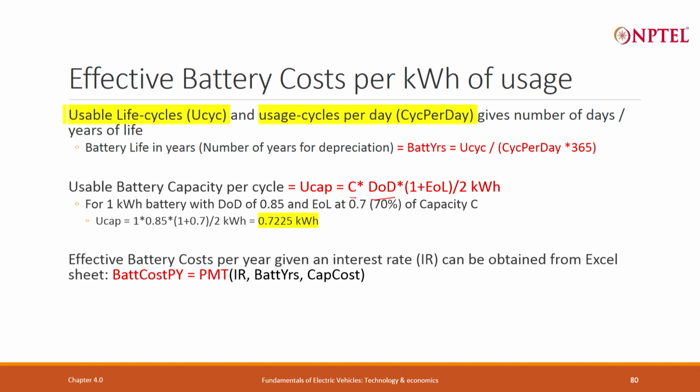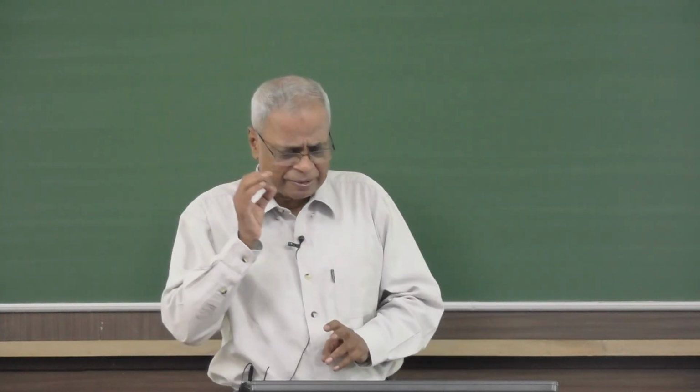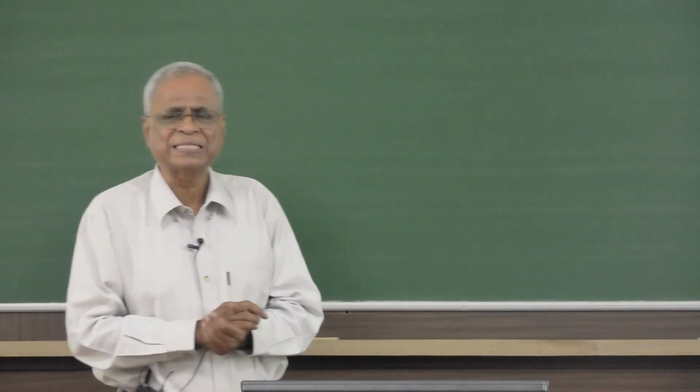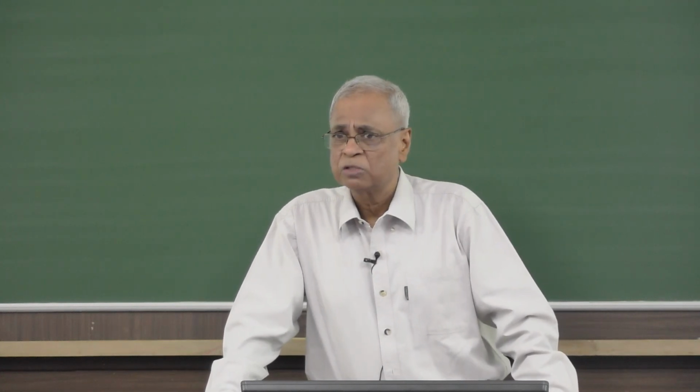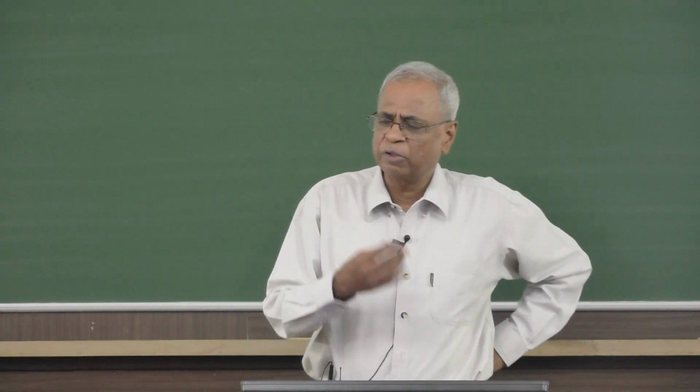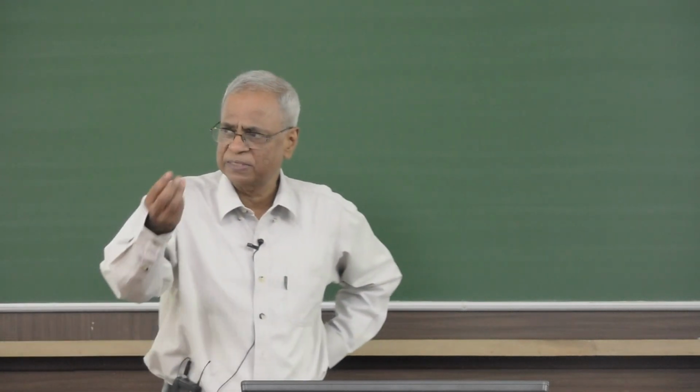So, effective battery cost per year given an interest rate can be obtained. Now, it is like a mortgage. I have taken a loan against some entity and I know its life, I will do linear depreciation, and I know the interest rate the bank charges, and I want to compute the effective money that I have to give for mortgage payment. I can do it every year, I can do it every month, theoretically I can do it every day. And there is a very simple formula in Excel called PMT, the payment against mortgage. If you open the Excel sheet and use PMT, you have to give 3 parameters: the interest rate, which I just said could be 12%, 16%, whatever.